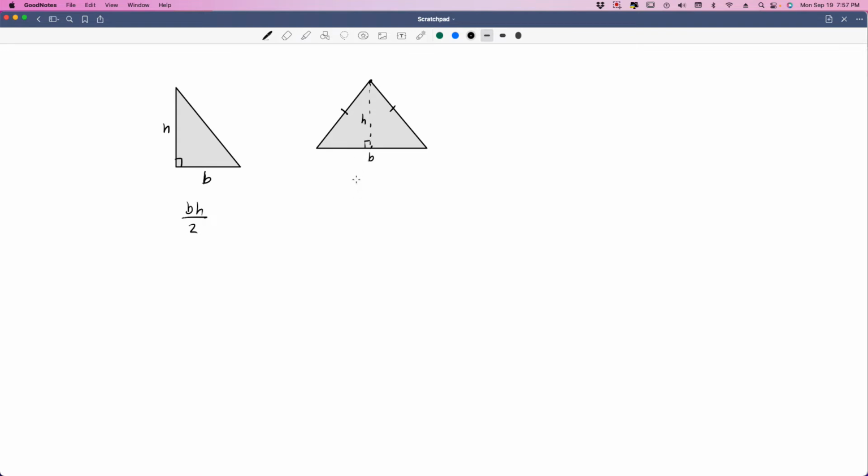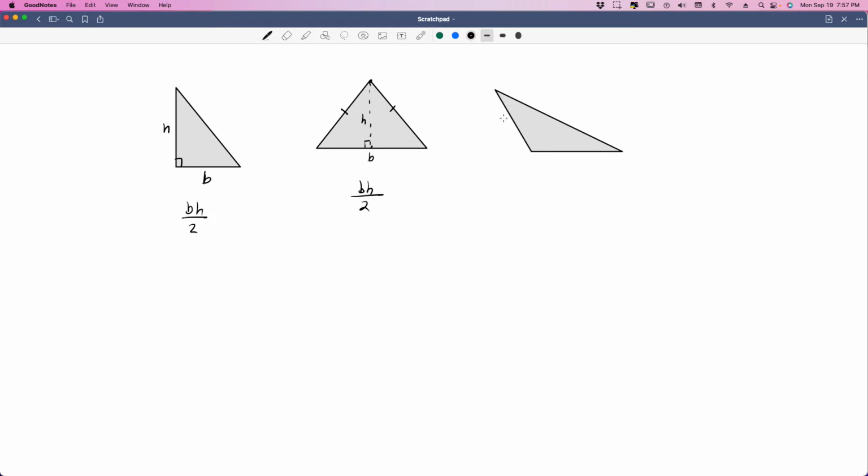The formula is still the same. I wrote it backwards, but it's still base times height divided by 2. Even if it's a different shaped triangle, that doesn't change it. What if we have an obtuse triangle? Like something like this, where the tallest part of the triangle is not inside the triangle. How do we measure that?